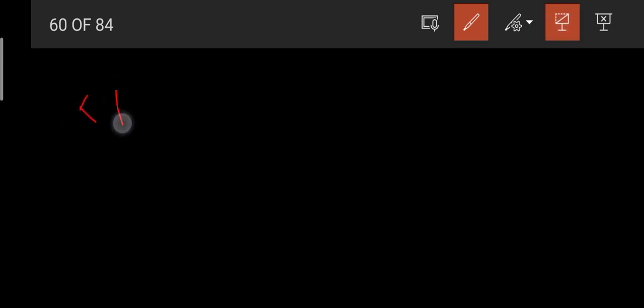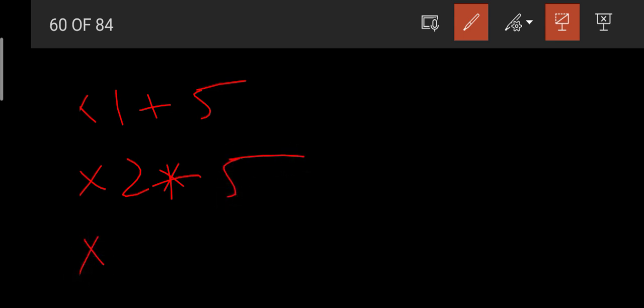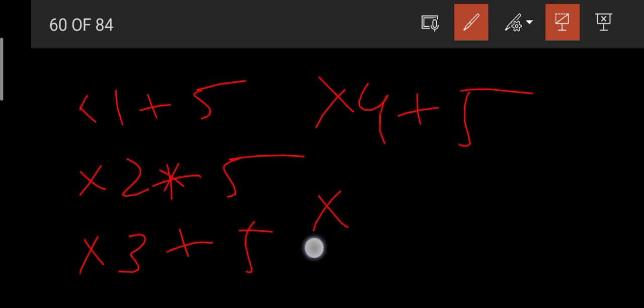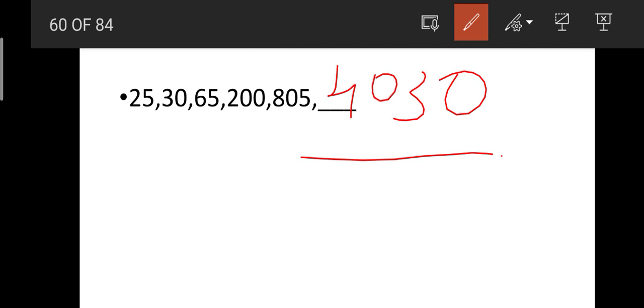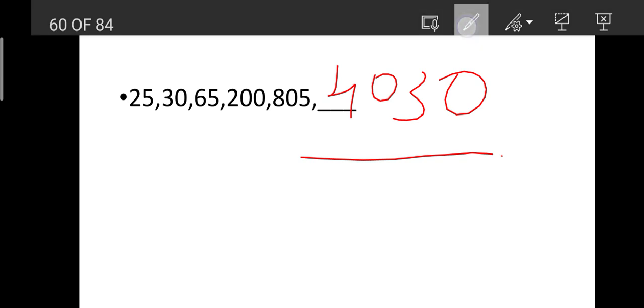Okay, initially they have multiplied with 1 and they have added plus 5, and then next into 2 plus 5, and then into 3 plus 5, then into 4 plus 5. So next we should go for into 5 plus 5. If we have taken this logic, then our answer will be 4030. Okay friends, this is also a simple logic. Now we will move to our next question. Try this, friends.